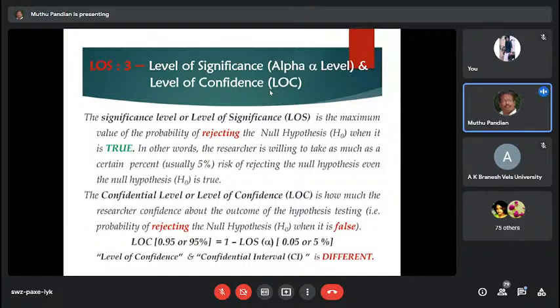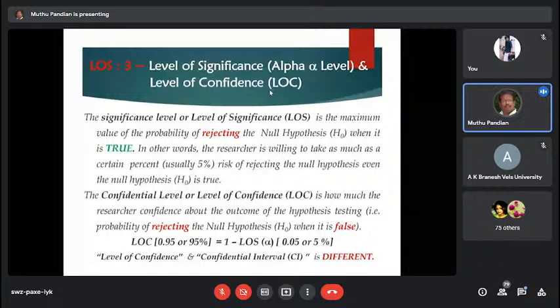Even though there is a truth, and even though I'm not satisfied with that, I have not taken their decision. There's 5% of people I can eliminate knowingly. That is what we call alpha rate, alpha level, error level, the accepted level of significance.